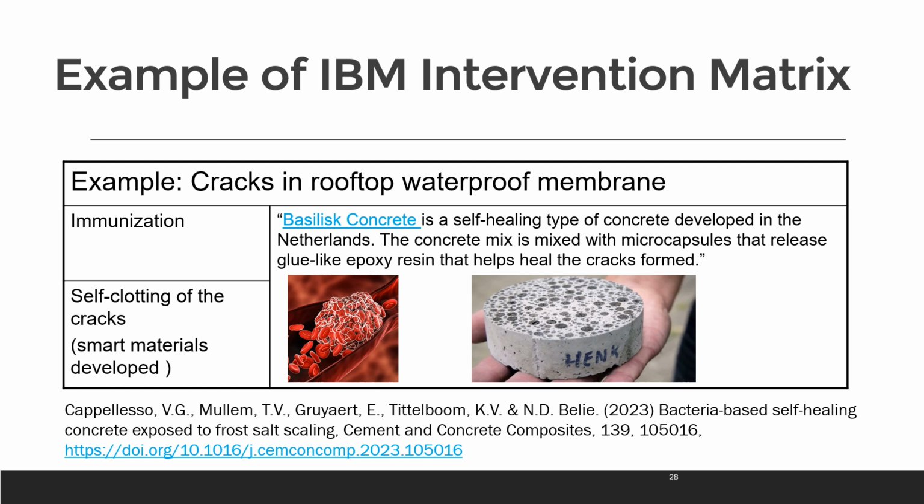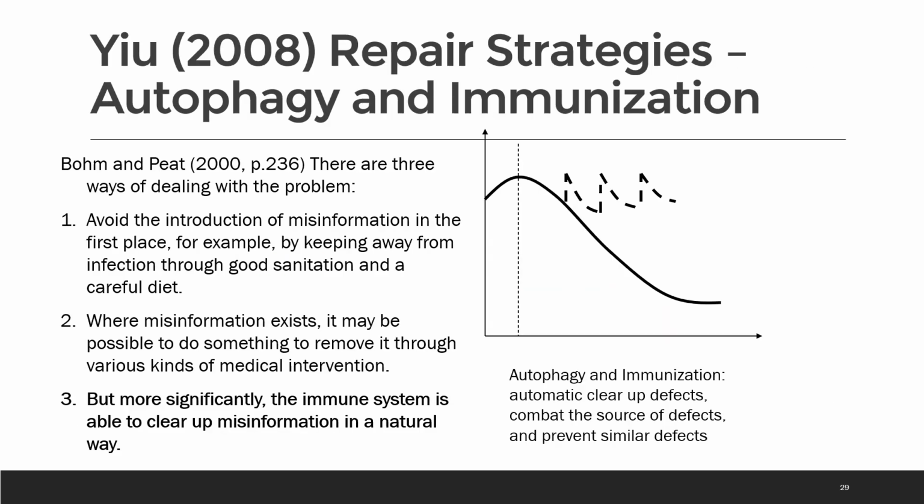Here shows an example on how intelligent building maintenance can deal with cracks on rooftop using bacillus concrete, which is a self-healing concrete that can heal the cracks by itself. In other words, this new repair strategy can monitor and detect defects continuously and automatically without waiting for inspections. And whenever defects are detected, then they will be cleared up automatically.